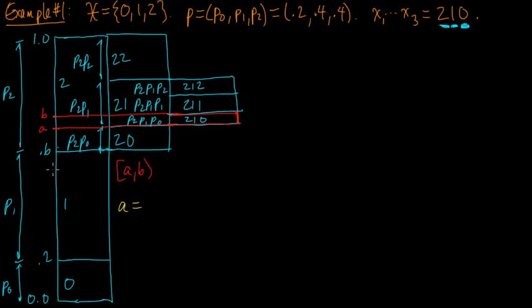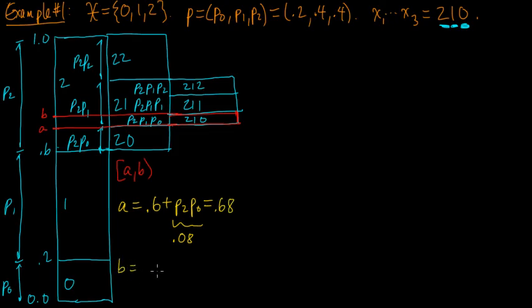So a is what? Well, it's here, so it's going to be 0.6 plus the height of this 2, 0 chunk, and that's just p2, p0. So this is 0.6 plus p2, p0. What's p2, p0? It's 0.4 times 0.2, which is 0.08. So we have 0.6 plus 0.08 is 0.68.